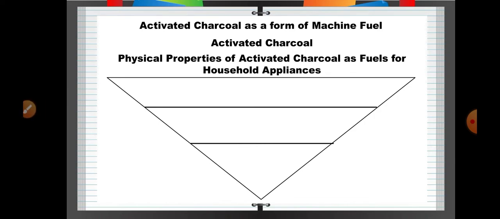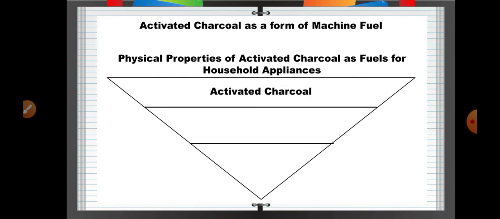Okay? So let's try to categorize the following research topics. Activated charcoal; activated charcoal as a form of machine fuel; and physical properties of activated charcoal as fuels for household appliances. So class, what will be our broadest topic? Obviously, we have activated charcoal. This is the general topic. The general topic, class, commonly presents the main idea.